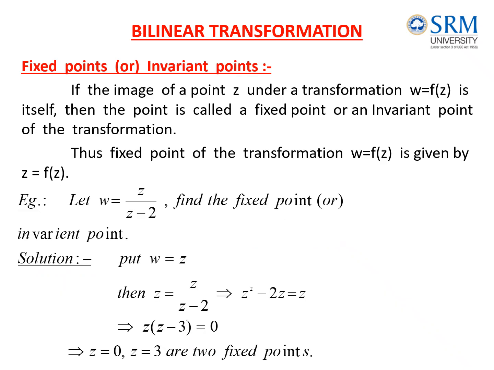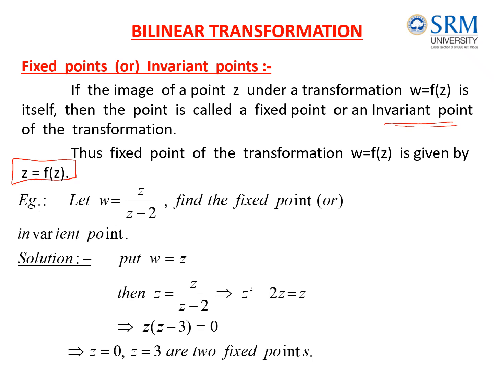Next, we are going to see fixed points or invariant points. A point is said to be a fixed point or invariant point if the image of the point is itself under the transformation. So if the image of a point z under the transformation w equal to f of z is itself, then the point is called a fixed point or invariant point of the transformation. Thus, the fixed point is given by z equal to f of z.